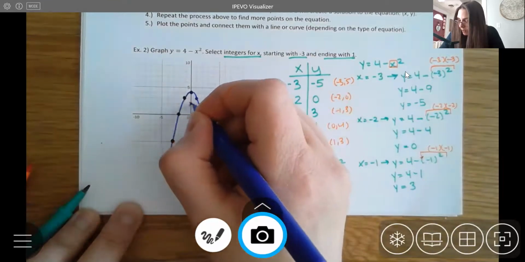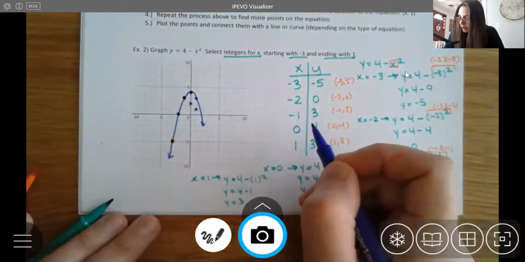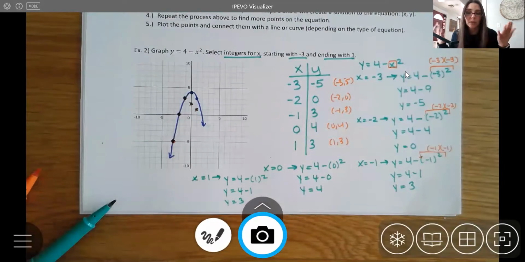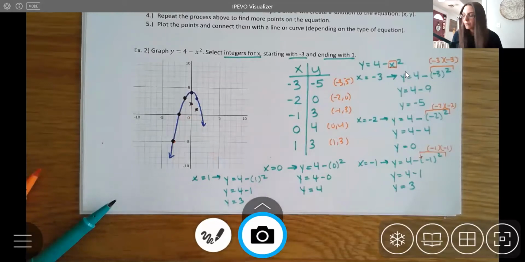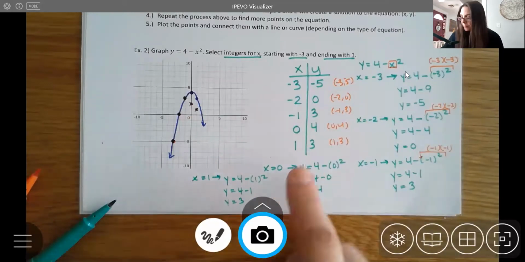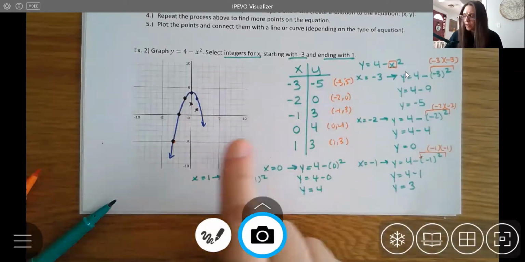So again, even I make little mistakes. I plotted one of my points wrong. I counted to 2 instead of 4 by accident, which is super silly. And then because of that, I threw myself off on the second one too. So just double check your work. I looked at my points again. I said, okay, something doesn't look right here.